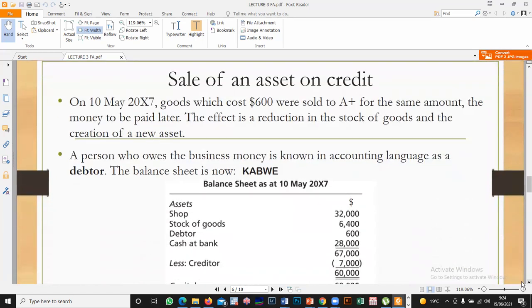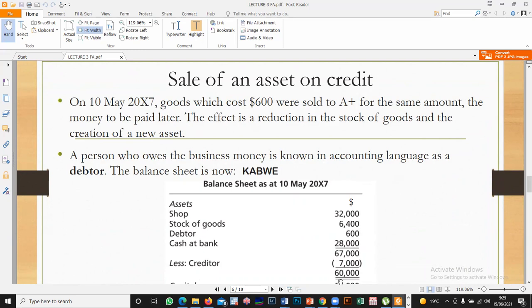Now that was the case. Now let's look at another case. Now the business is in progress. Let's look at the sale of assets on credit. On 10th May, after 10 days in operation, Kabwe and his business.